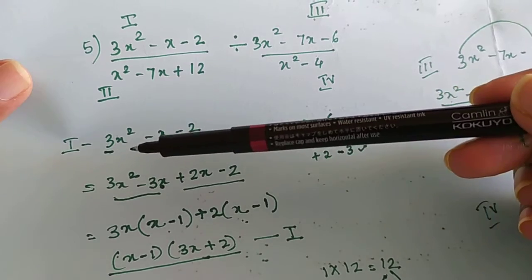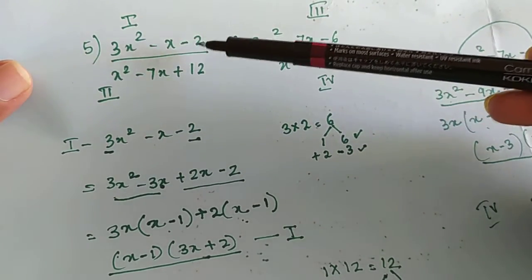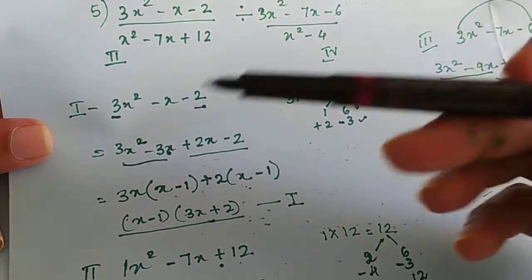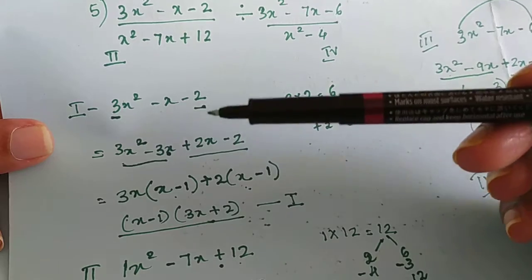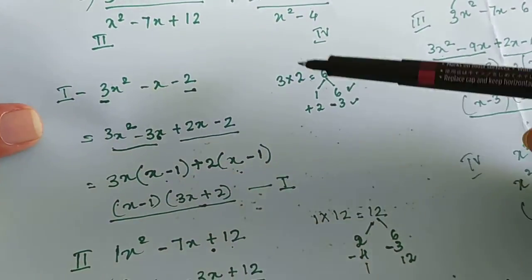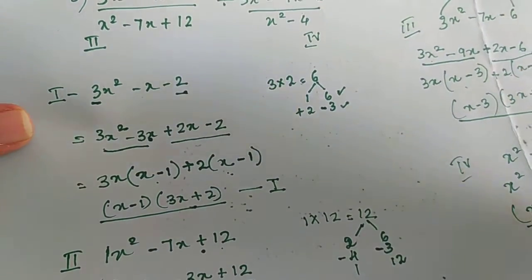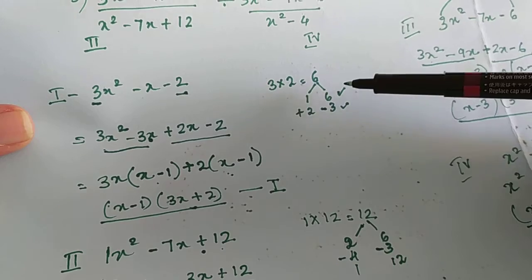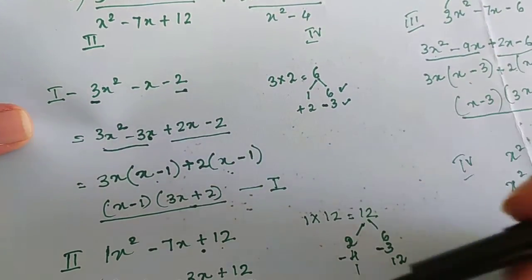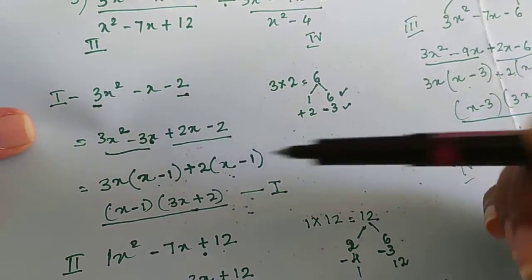I begin with part 1, where my part 1 is 3x square minus x minus 2. Now we have to find the factors for this particular expression, and we learned this in our first exercise. 3 into 2 is 6. Now I'm going to begin finding the factors of the number 6. So 1 and 6, 2 and 3, alright. And further we can find the other factors, 6 and 1 and so on.